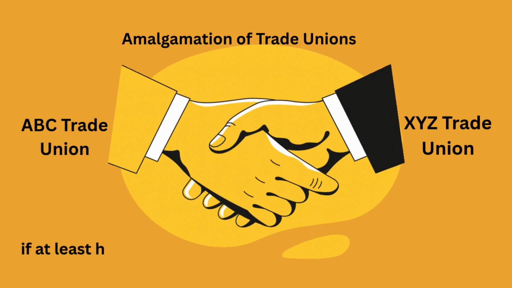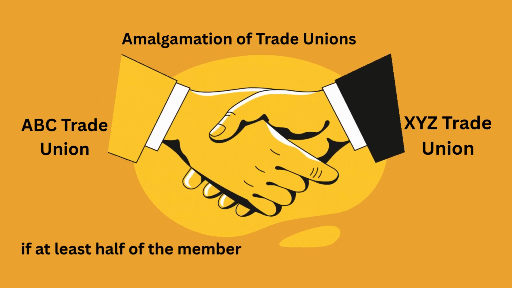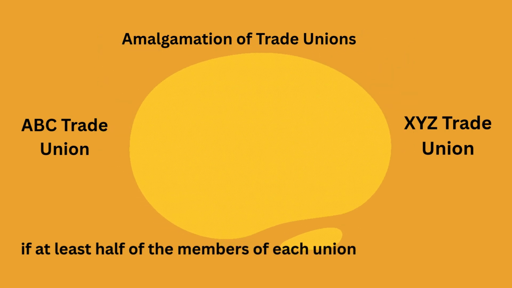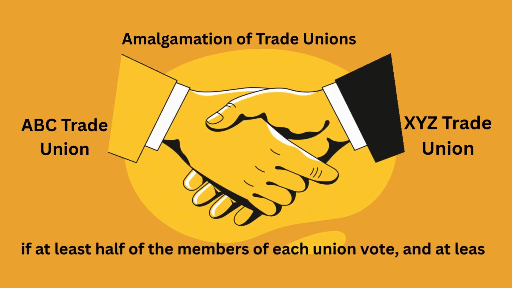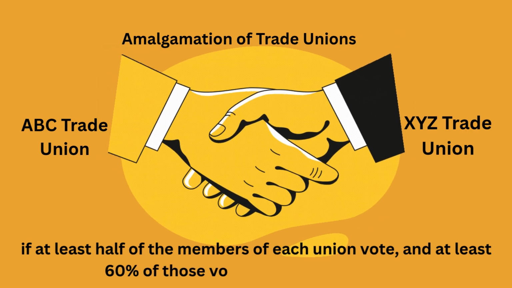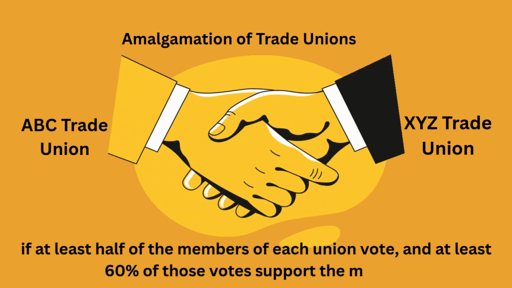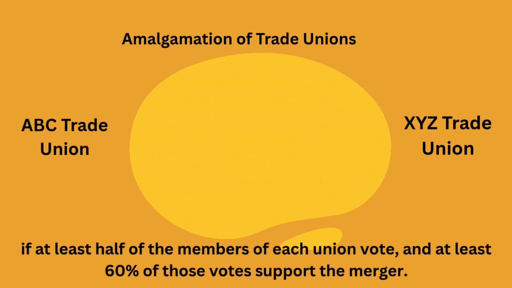2 or more registered trade unions can merge into one, with or without combining or separating their funds. This can happen only if at least half of the members of each union vote, and at least 60% of those votes support the merger.